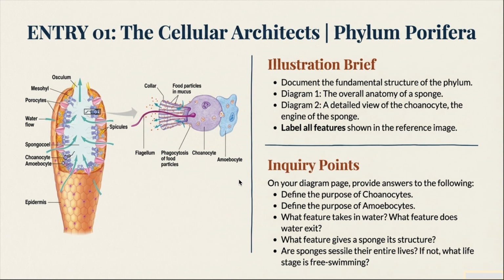For diagram 1, that's the overall anatomy of the sponge. That's that first image on the left. And then diagram 2 would be the detailed view of that specialized cell known as the collar cell or choanocyte. And that tells you to label all features, right? And then the inquiry points are the questions for this assignment. So you would answer those questions based on the material in the lecture, right? The title card for this would just be Phylum Porifera, Common Name Sponges.